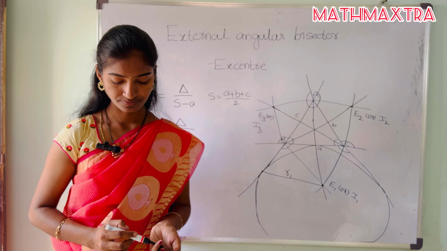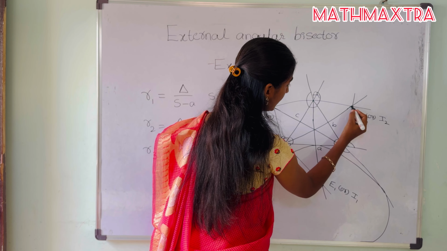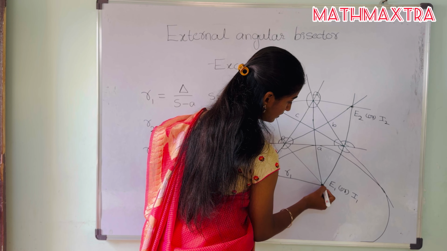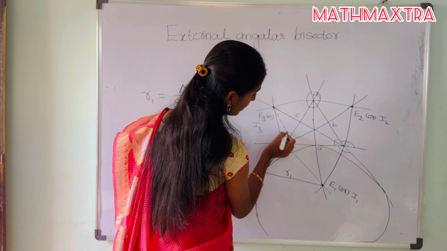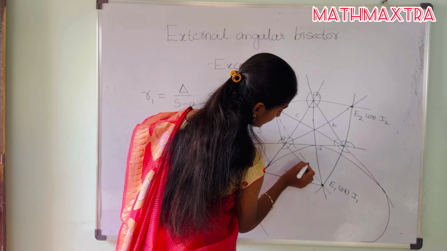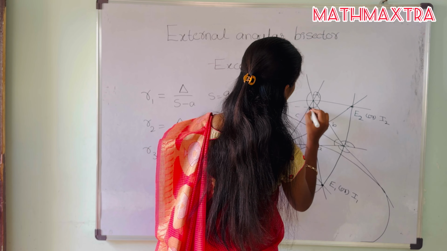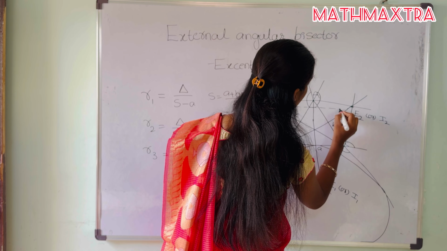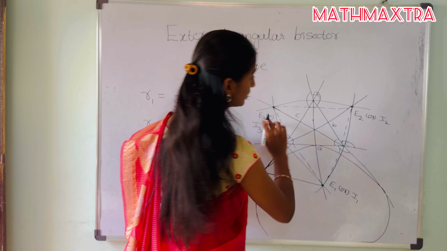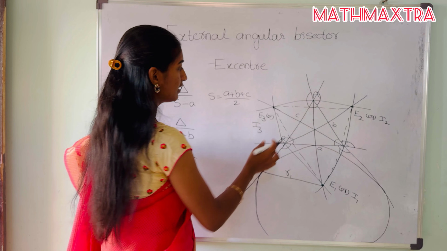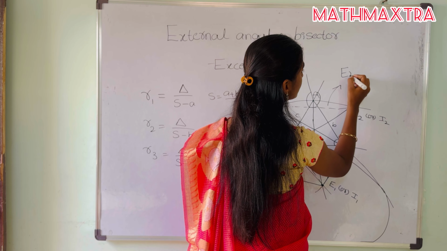Okay, see, we have these three excentres, right? And there is a chance of forming one triangle by joining these three excentres. This triangle we call the excentral triangle. So this dotted triangle, we call it the excentral triangle.